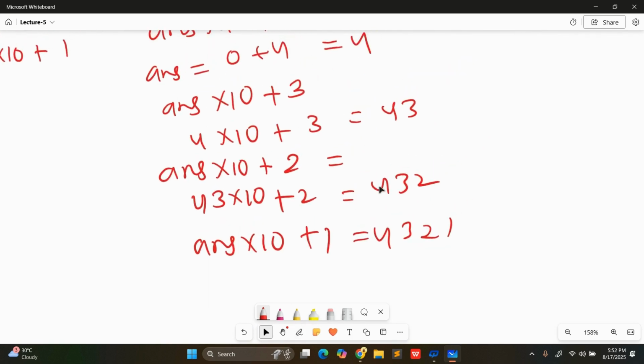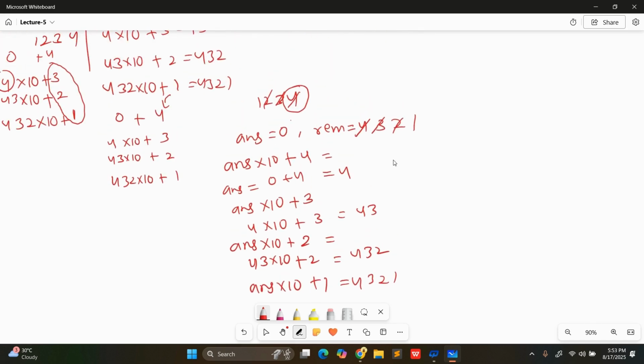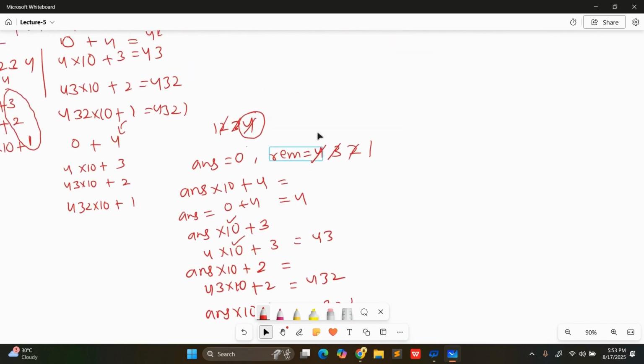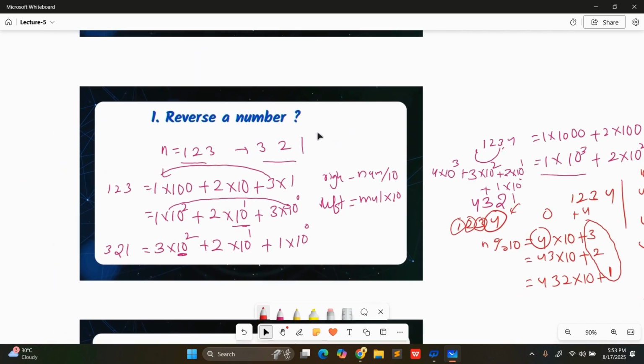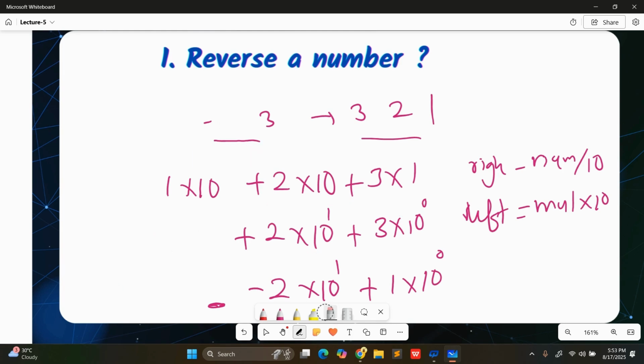You can see how the transition is going on. Every time we are multiplying by 10, multiplying by 10, multiplying by 10, right? This is how the simulation is going on. Yeah, this is the problem. So let's write the code for this one. I already taught you how we can find the last digit and remove the last digit. So it's a very basic idea.